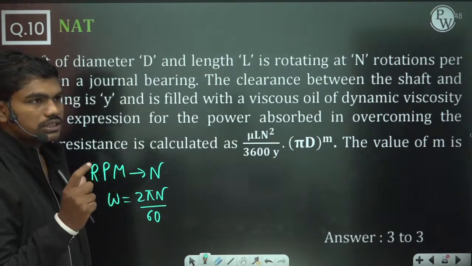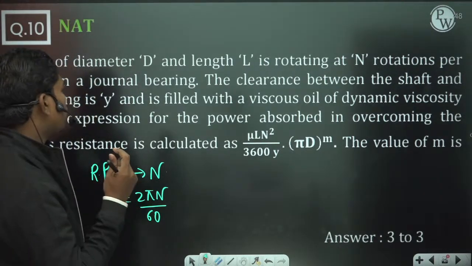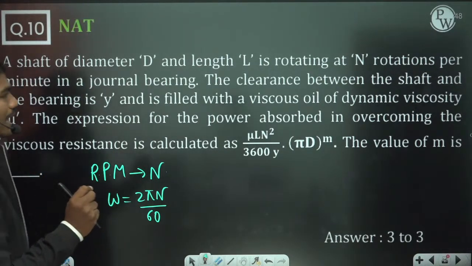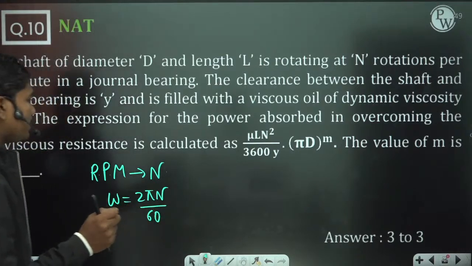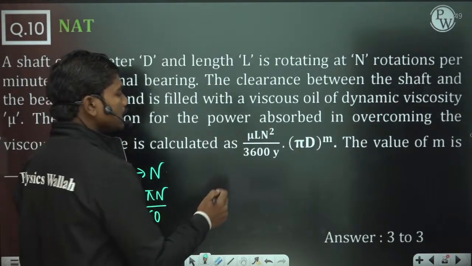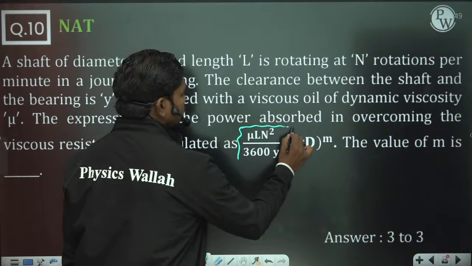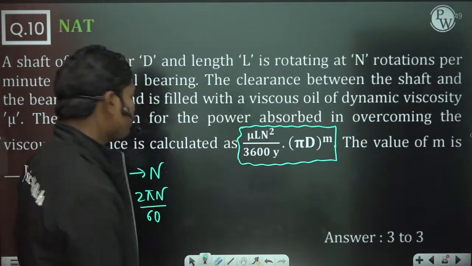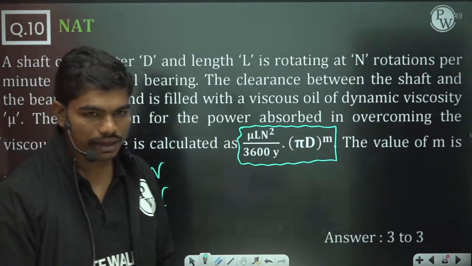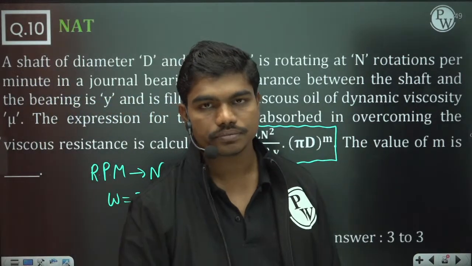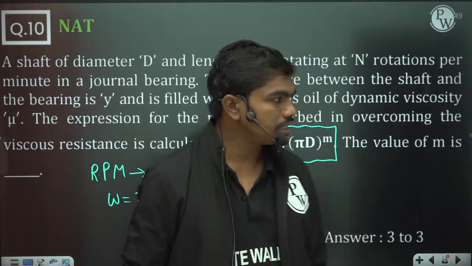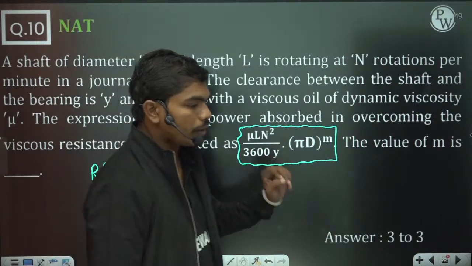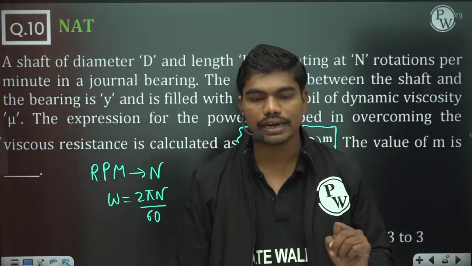The clearance between the shaft and the bearing is y, and it is filled with a viscous oil of dynamic viscosity mu. The expression for the power absorbed in overcoming the viscous resistance is calculated as mu L n square by 3600 y into (pi d) whole power m. The value of m is dash. Look, what a beautiful question. They have asked the power that is wasted in overcoming the frictional resistance, given by this expression mu L n square by 3600 y into (pi d) power m. So they are asking what is the value of m here.